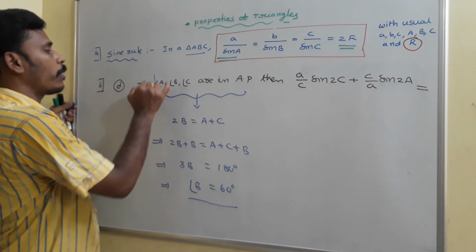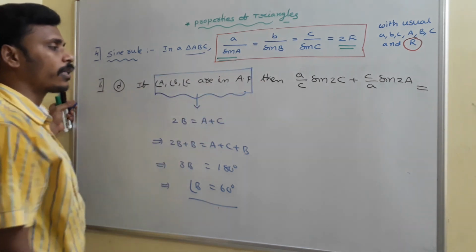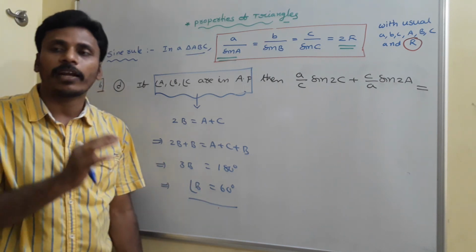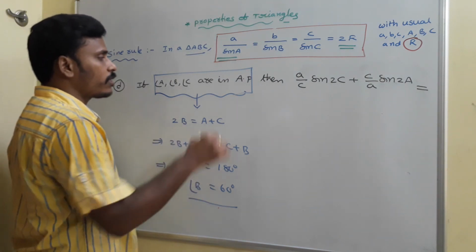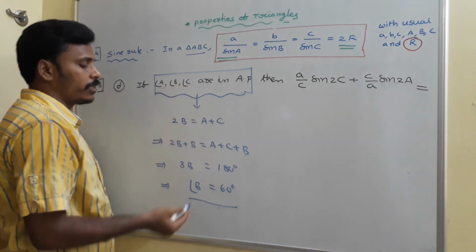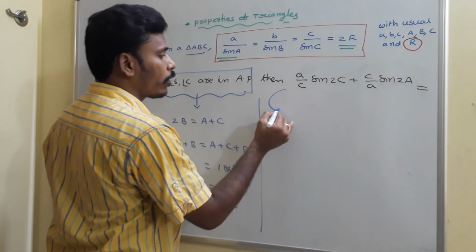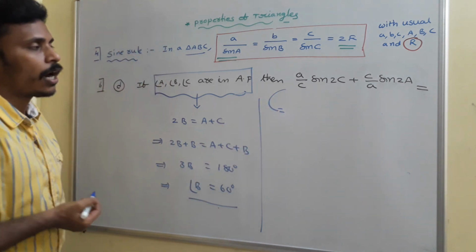Always memorize that if 3 angles are in arithmetic progression, then the middle angle is always equal to 60 degrees in a triangle. So this is from the given idea that A, B, C are in AP, then angle B is 60 degrees. Now we need to find this particular value.